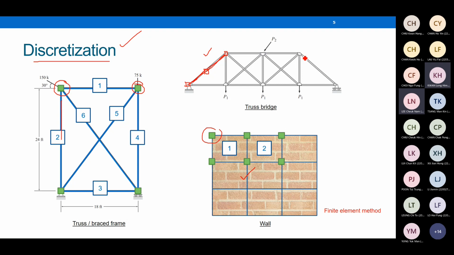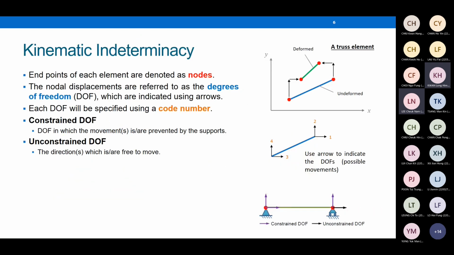What I mean is that if you treat the problem as a continuous member, then you have to solve differential equations mathematically. But here, if you discretize the structure, it becomes matrix equations, not differential equations. It makes the problem easier to solve.